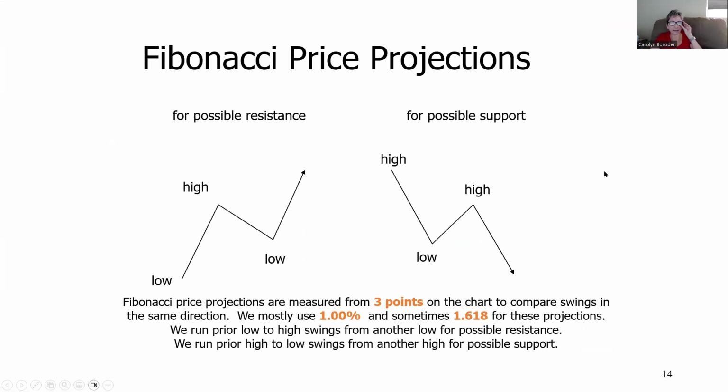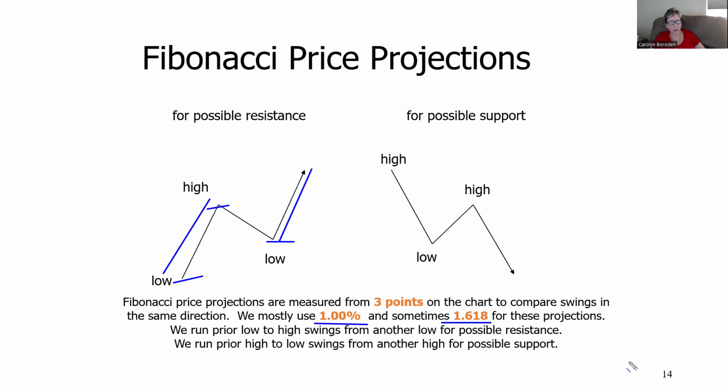Okay, the next price relationship that I like to use is called the Fibonacci price projection, but this is where we're using 3 points and we're essentially comparing swings in the same direction. So for a projection, what I'm doing is I'm measuring a prior low to high swing and then projecting from another low, so a disconnected low. So 3 points, 1, 2, 3. And I'm using always 100% and sometimes 1618 for these projections.